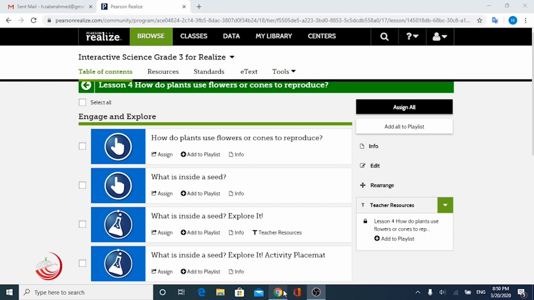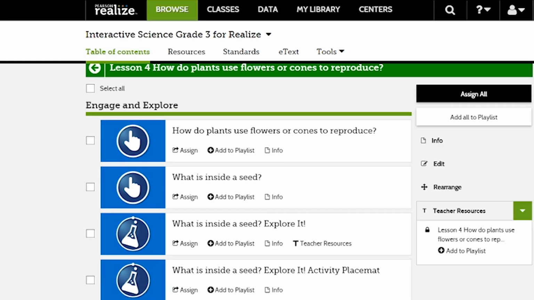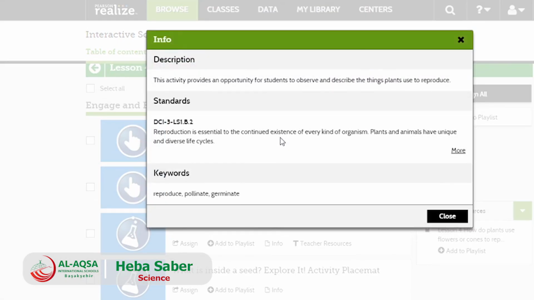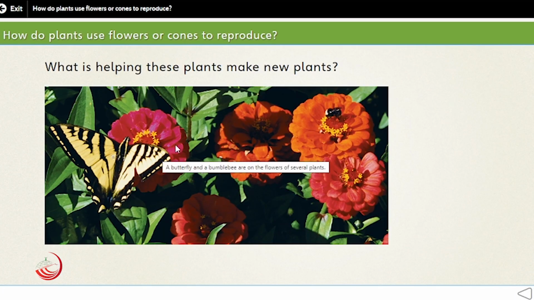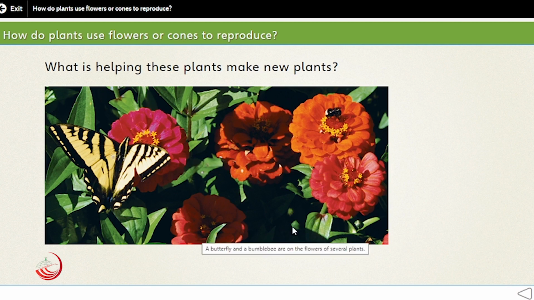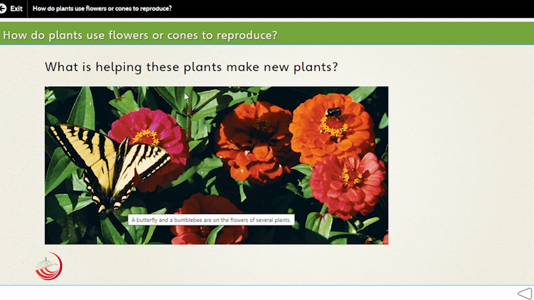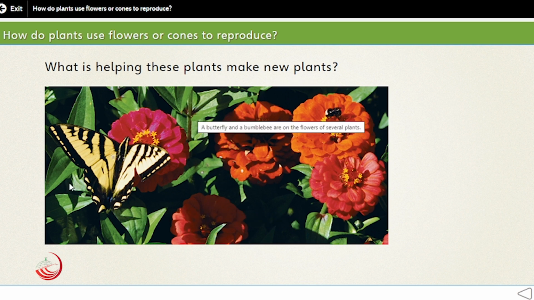Now in our new lesson, I want you first to open page 128 and look at the picture on the top. Now that I'm sharing my screen, look at this picture. How colorful are those lovely flowers? And I want you to think about what is helping these plants make new plants. What is helping them to make new plants?